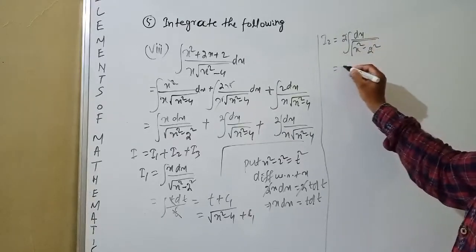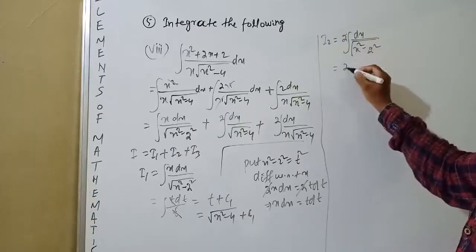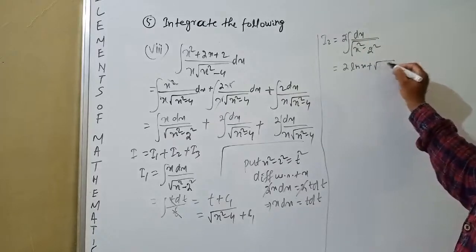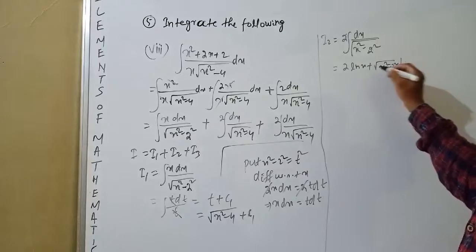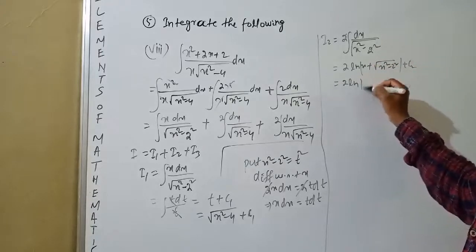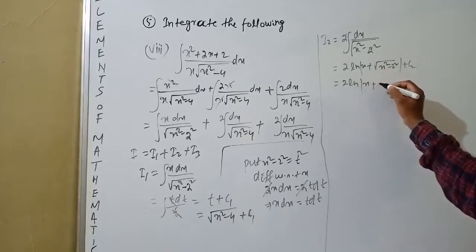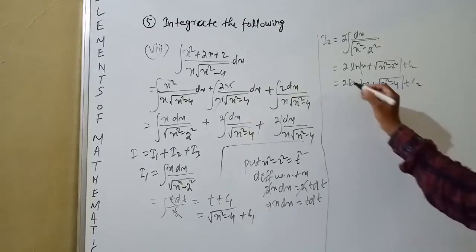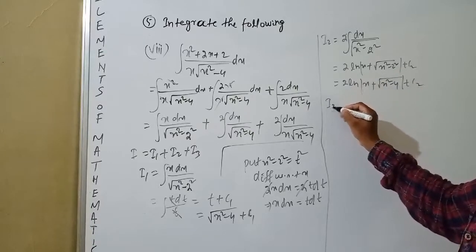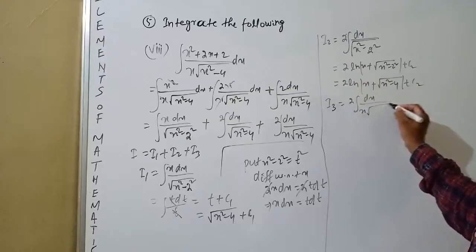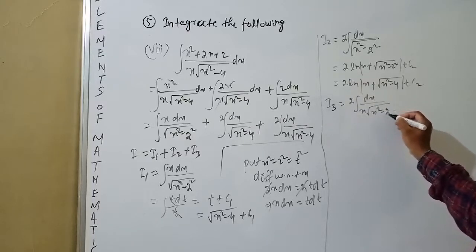Okay, you then use the formula: 2 ln |x + root over x square minus 2 square| + c2, which is equal to 2 ln |x + root over x square minus 4| + c2. This is your I2. Then you find I3. I3 is equal to the integral of 2 dx by x root over x square minus 2 square.